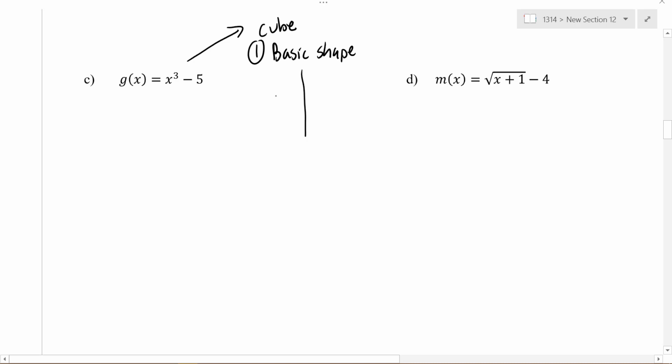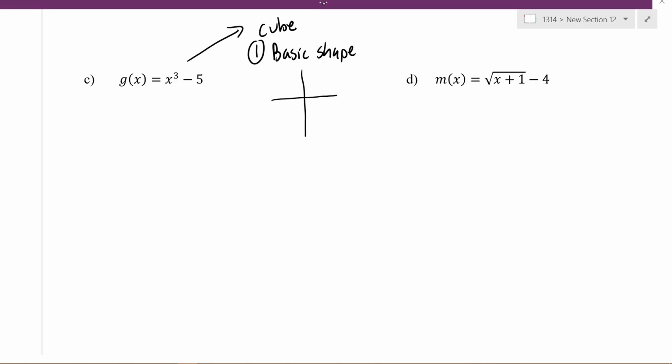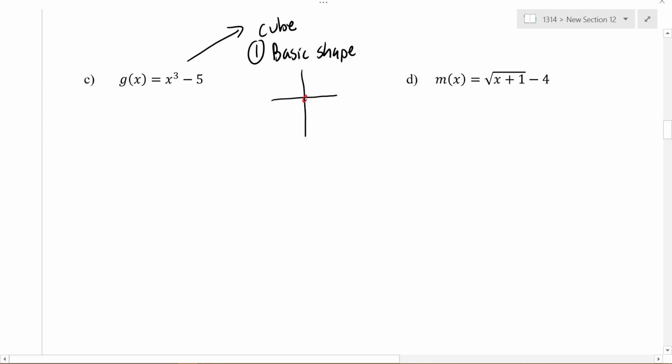You can draw our little grid if you want. Our cube function has that 0, 0 point at the center and then curves up and to the right, so it's going more up, and then it curves back down and to the left. Remember, it's more tall and skinny than the cube root function. Okay, so there's our cube function. That's our basic shape that we're going to use when we graph. Our second step is to determine what are the shifts of that origin point.